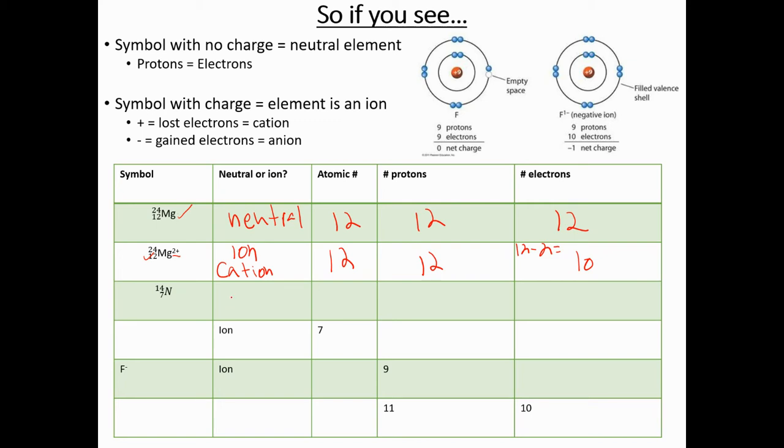So let's go ahead and try this one. Nitrogen, no charge there. We know this is a neutral one. Atomic number 7, protons 7, and since it's neutral, 7 electrons. Okay, let's take a look at this. Here we're told we have an ion, and we're given the atomic number. So the atomic number is 7, which means we're dealing with nitrogen again. And the number of protons will be 7. That's not going to change. But we're dealing with the ion of nitrogen. So we have to take a look at nitrogen in the periodic table.